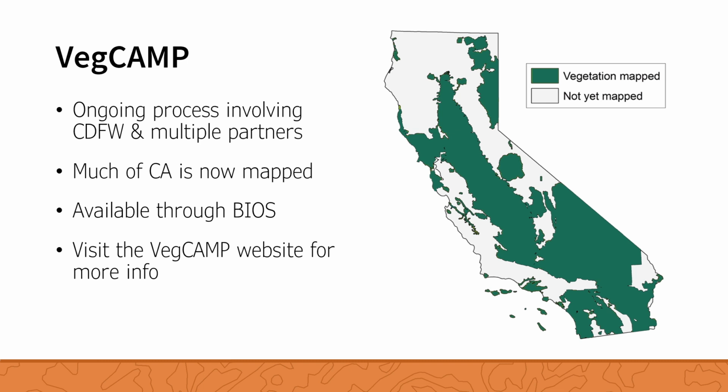Areas shown here in green have already been mapped by VegCamp. You can find these vegetation maps in BIOS, which is our department's web map viewer. For many areas outside of where VegCamp has worked, you may find that the old CNDDB community occurrences are the best data available, but be aware that these will be superseded at some point in the future. We don't have time to go into detail about VegCamp during this talk. If you want more information, just do a web search for California Vegetation Mapping or VegCamp, and you'll find a wealth of information on their website.